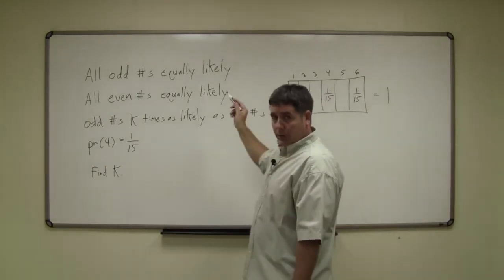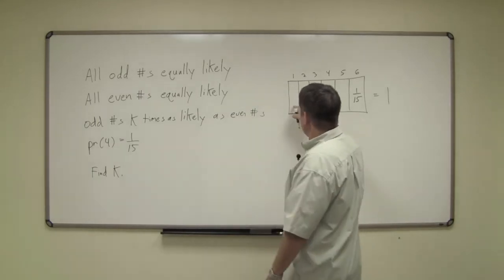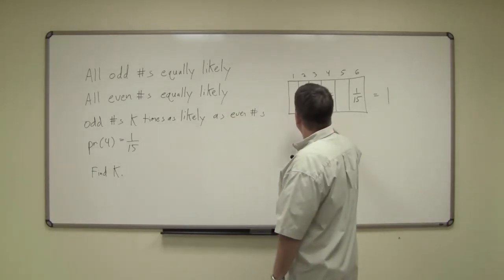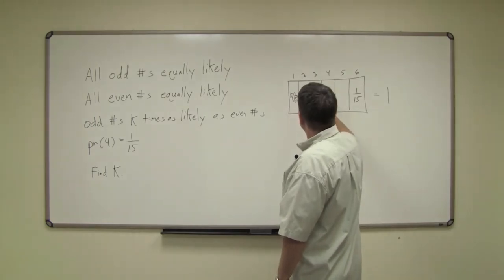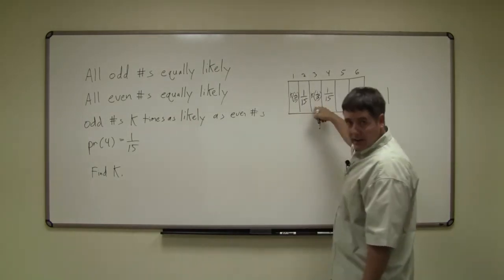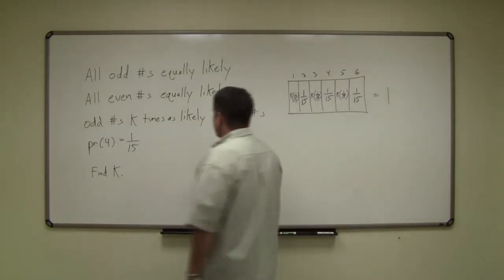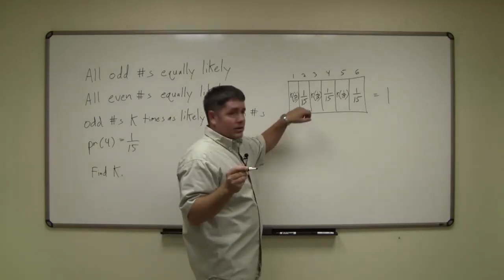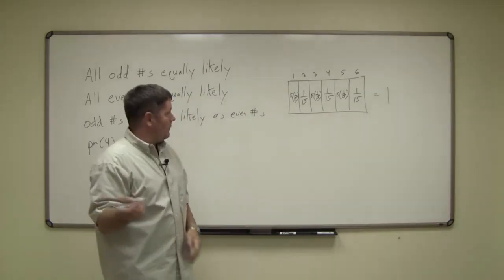The odd numbers are all equally likely. The odd numbers are k times as likely as the even numbers. So the number 1 is k times 1/15th. Well, all the odd numbers being equally likely means that number 3 has to be k times a 15th, and the number 5 has to be k times a 15th. That's to say that each odd number is k times as likely as the even numbers. All right, these things all have to add up to 1.